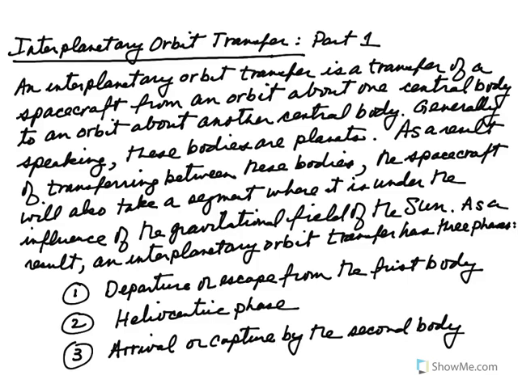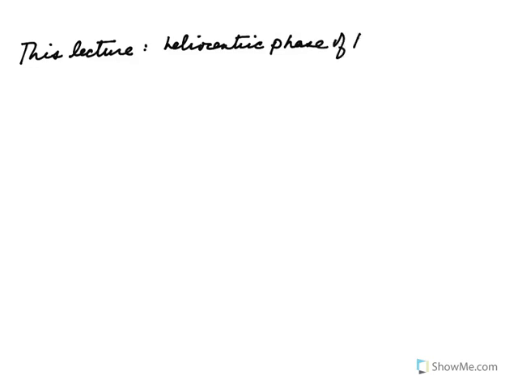But it turns out that the way to start this is by looking at the second phase first. So that's the starting point and where we're going to actually start this lecture. Now, it may not seem like that's the right place to start, but it actually is, because we need to understand what happens under the influence of the sun first before we get into the escape and the capture. So this lecture is going to focus on the heliocentric phase of the transfer.